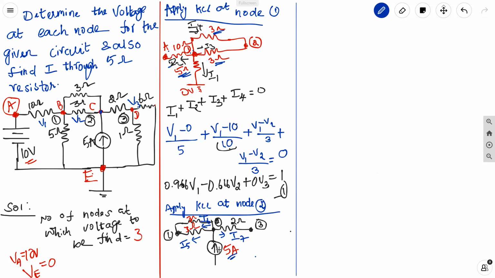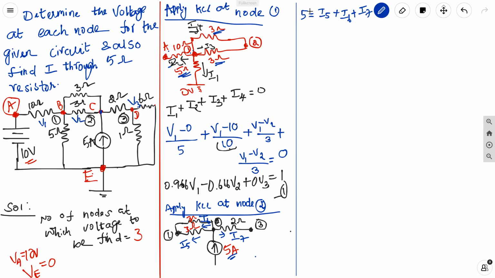The 5 ampere current source is incoming to node 2, so the incoming current is 5 ampere. Outgoing currents are I5, I6, and I7. Applying KCL, the incoming current 5 equals the summation of outgoing currents: I5 plus I6 plus I7. I don't change the direction of the current source; whenever a current source is given with a direction, you take it as it is.